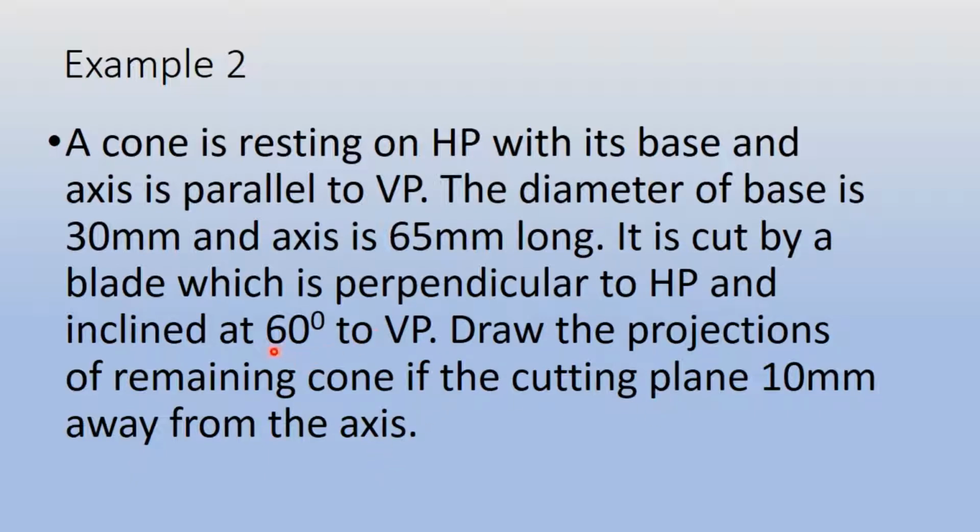So this cutting plane will be visible from the top because this is perpendicular to HP. So assume that the blade is vertical, vertically cutting the cone at an inclination of 60 degree. So we will see now how to imagine this first.